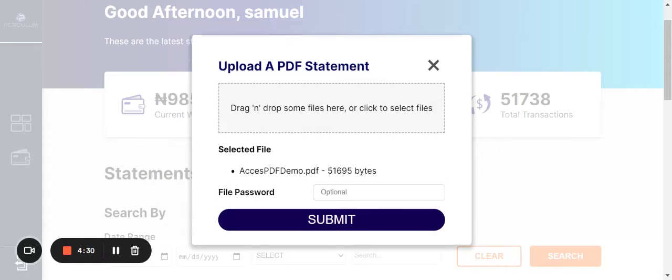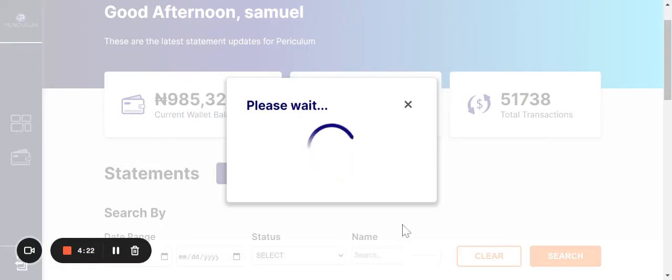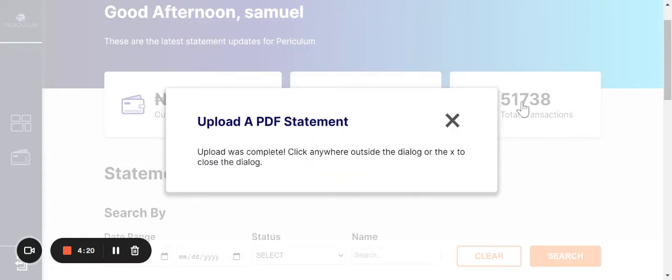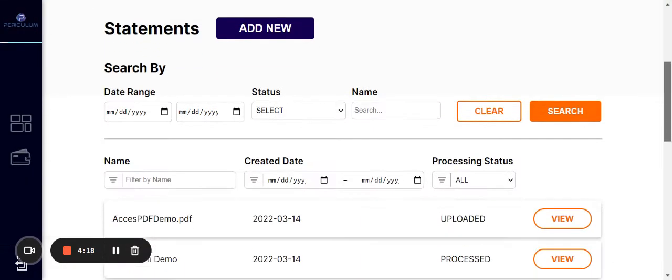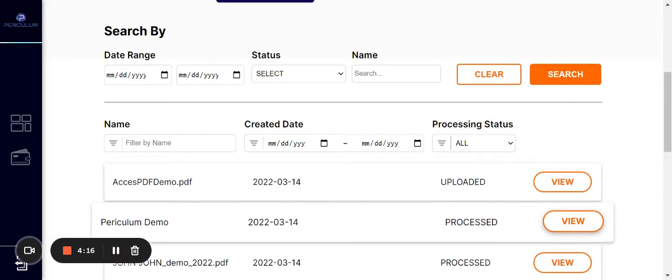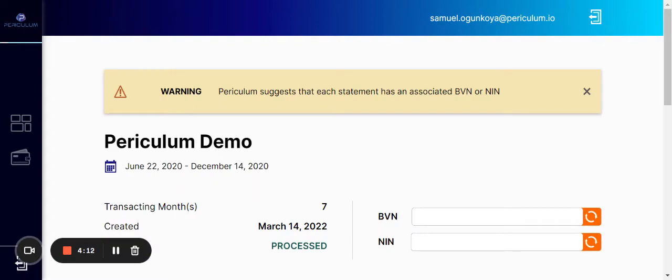For the PDF bank statement, some of them are passworded. You can easily just input a password. For this particular bank statement, it's not passworded, so all I do is click on submit. Once that is submitted, it appears on the board as uploaded. And while it processes, let me just run you through what a typical insight analysis looks like.